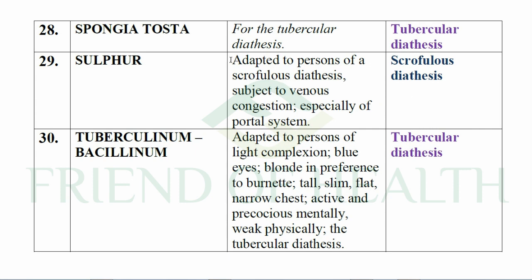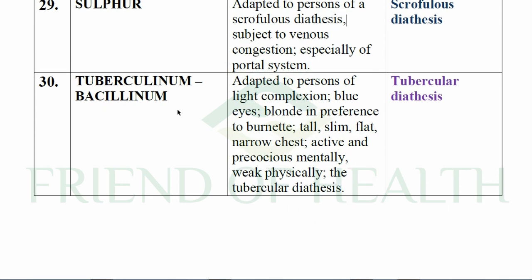Here it is different. Allen's keynote, adapted to persons of a scrofulous diathesis subject to venous congestion, especially of the portal system. So scrofulous diathesis, they give other remedies, means sulphur is there, you don't think that it is not so, sulphur is not an answer. Sulphur is included in scrofulous diathesis. Keep that in mind. The last one, Tuberculinum or Bacillinum, according to Allen's keynote, adapted to persons of light complexion, blue eyes, blonde in preference to brunette, tall, slim, flat, narrow chest, active and precocious mentally, weak physically, the tubercular diathesis. So these all things are important.